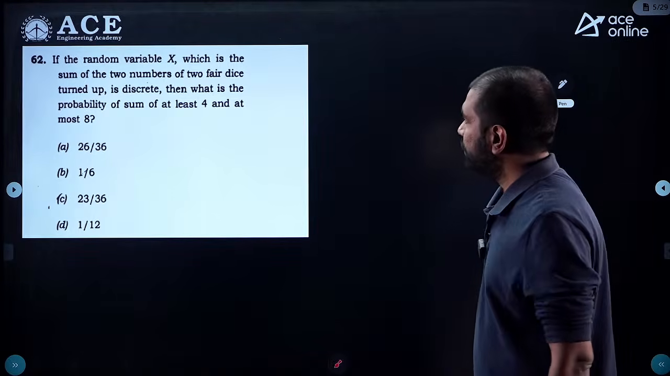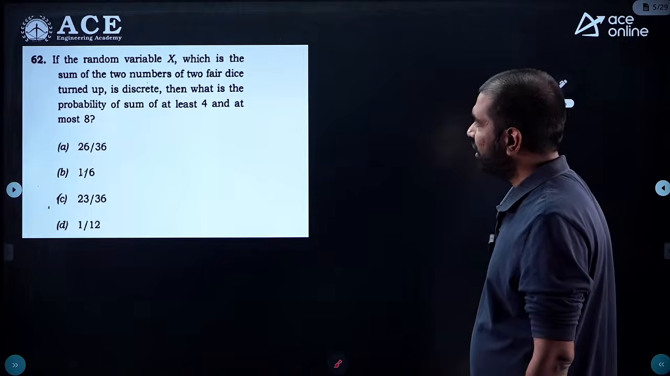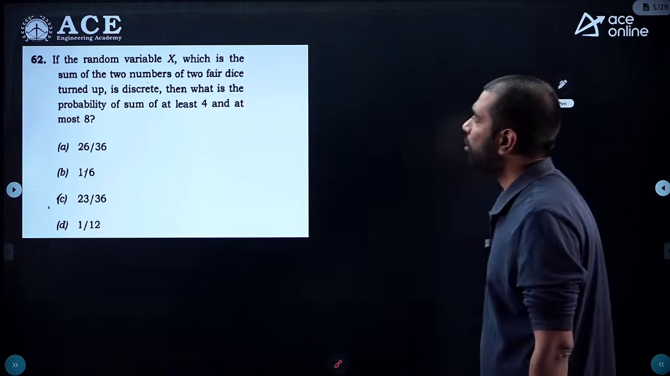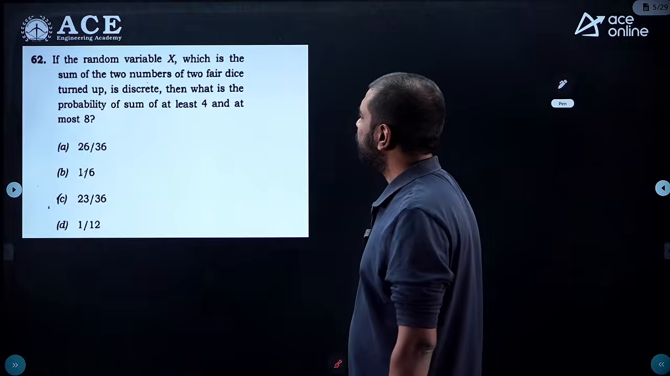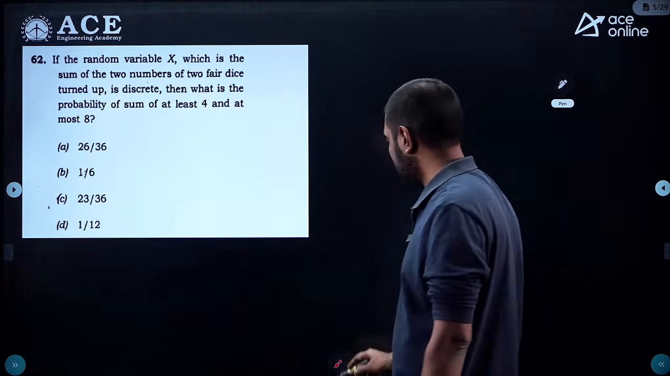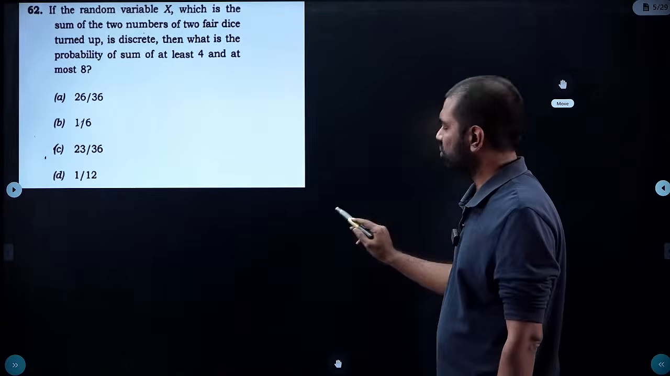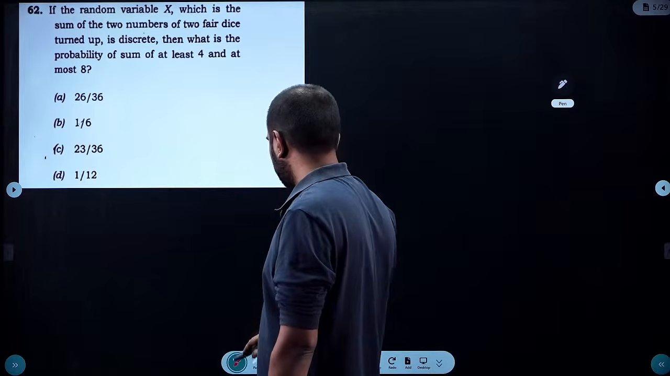If a random variable x, which is the sum of the numbers on 2 fair dice turned up, is discrete, then what is the probability the sum is at least 4 and at most 8? Now this is a very simple question actually.